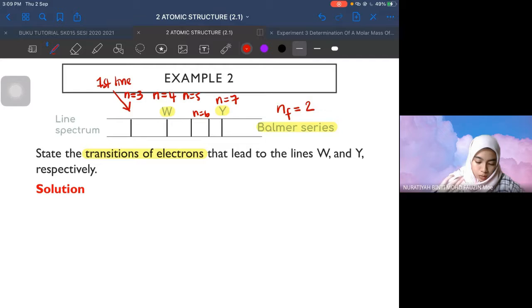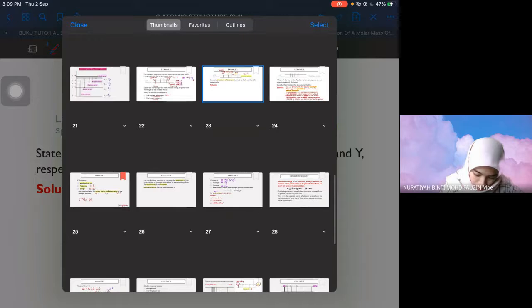The line W is produced when electron falls from energy level n equals to 4 to n equals to 2. Betul? Next for Y, line Y is produced when electron transition from energy level n equals to 7 to n equals to 2. Macam tu je, okay? So next example 3.